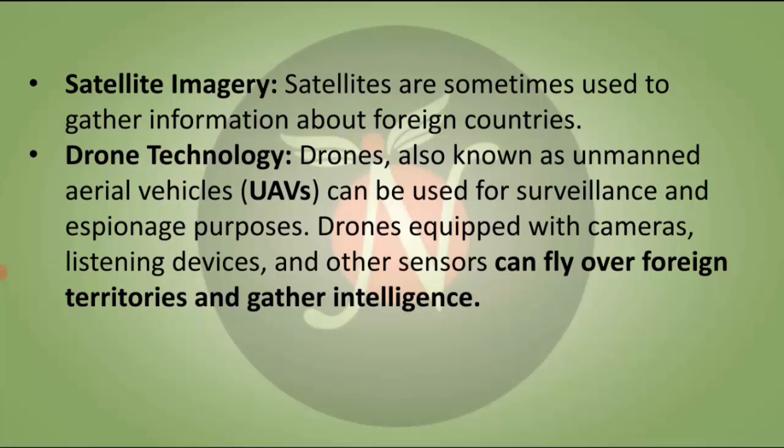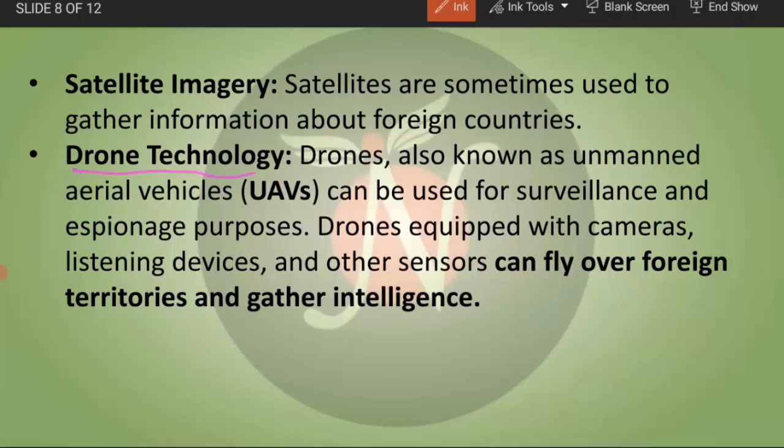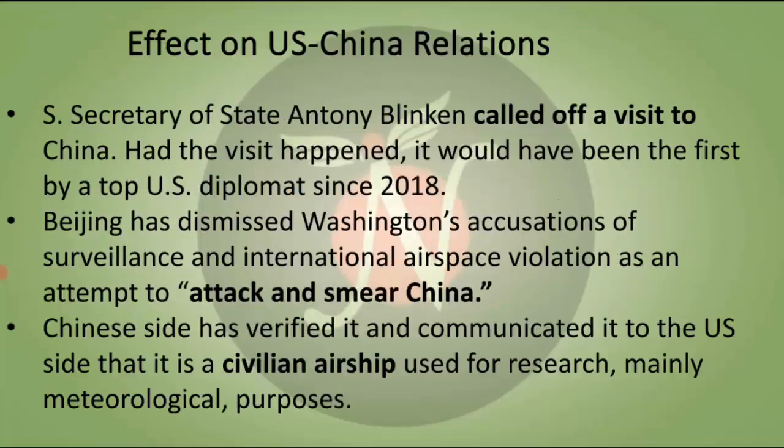Then there is drone technology. Drones, also known as unmanned aerial vehicles, can be used for surveillance and espionage purposes. Drones equipped with cameras, listening devices, and other sensors can fly over foreign territories and gather intelligence. And India also faces a drone problem from a nearby neighbor, Pakistan.